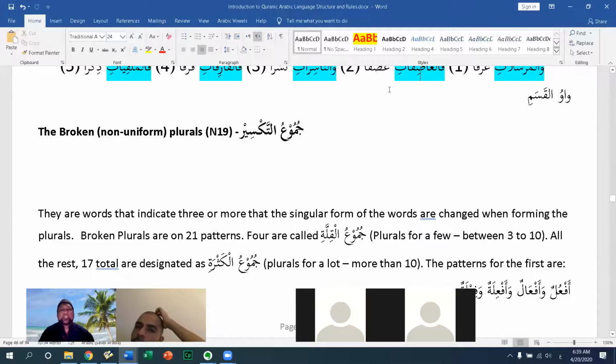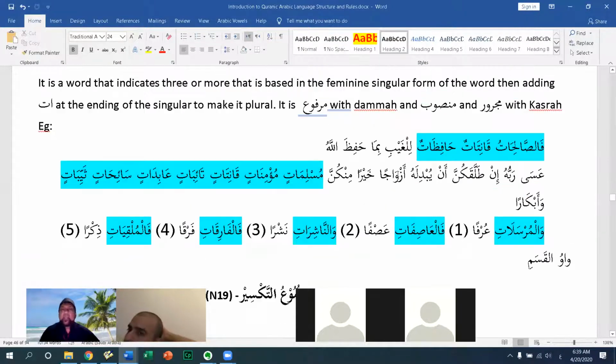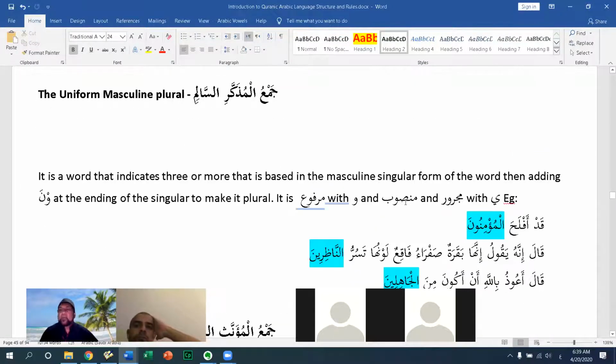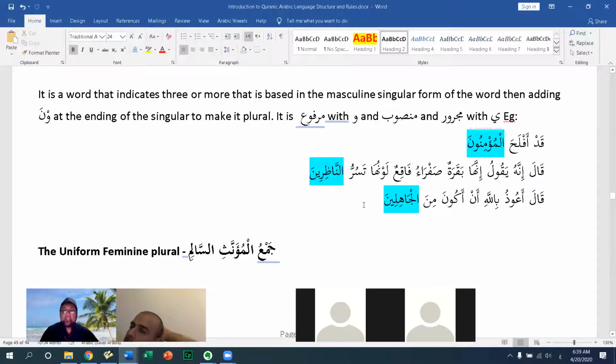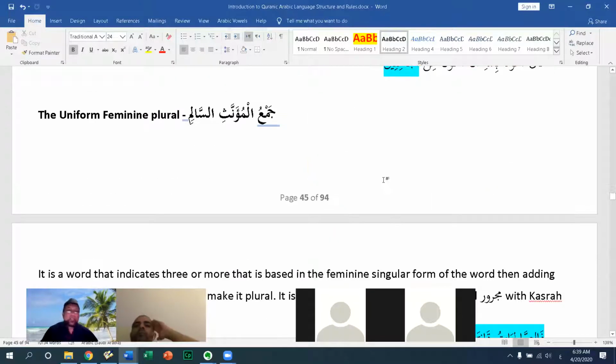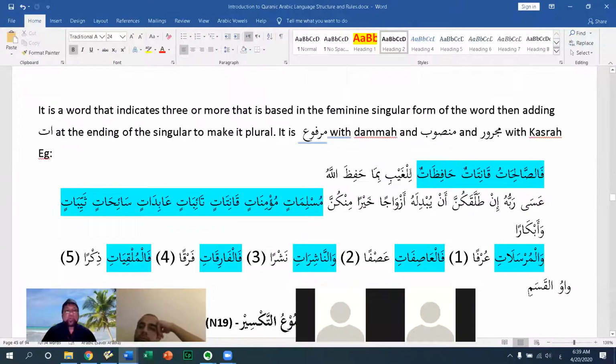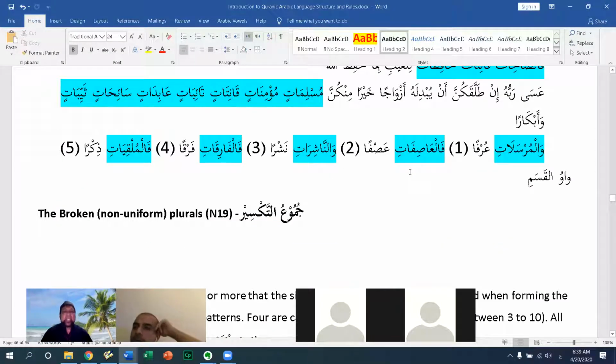Jumu'u taksir. Jumu'u mean plurals. At-taksir means broken, from the word kassara yukassiru taksiran, to break. What does it mean, broken? It means it doesn't follow the pattern of al-muslimuna, al-mu'minuna, al-qanituna, al-naziruna, al-jahiluna. It's a broken pattern. So it's not the salim. Salim means it's sound, it's uniform. Jumu'u taksir means it follows a broken pattern.